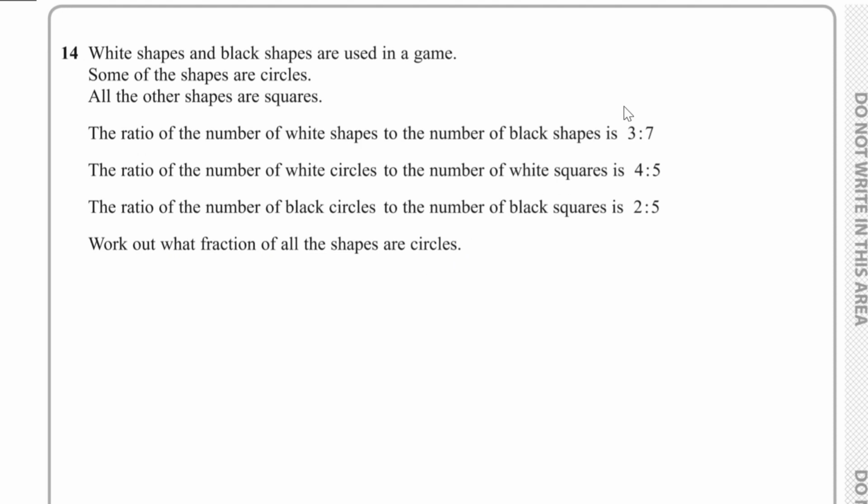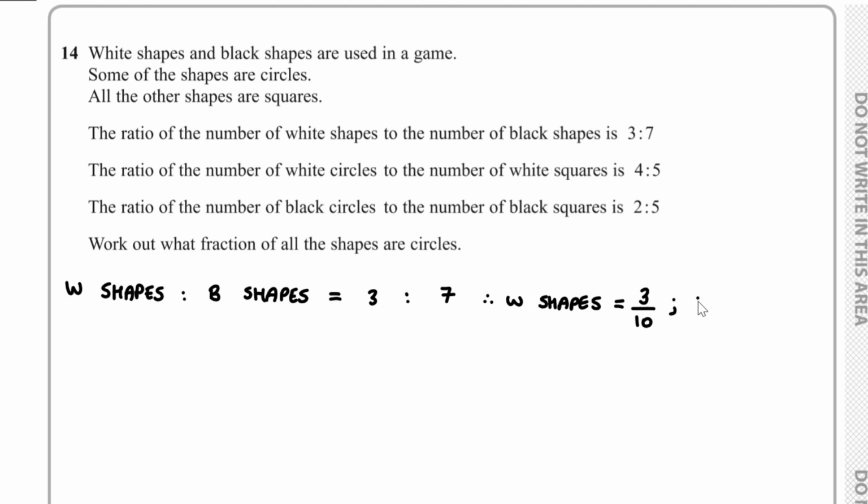Well, given this statement here, that the ratio of white shapes to black shapes is equal to 3:7, what we can do here is recognize that the fraction of white shapes is equal to 3/10, and the fraction of black shapes is equal to 7/10.